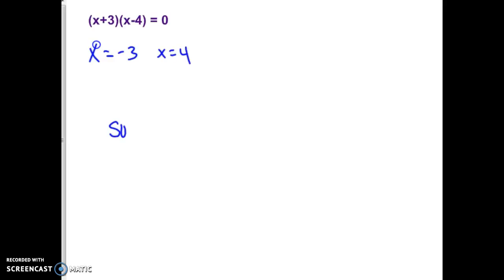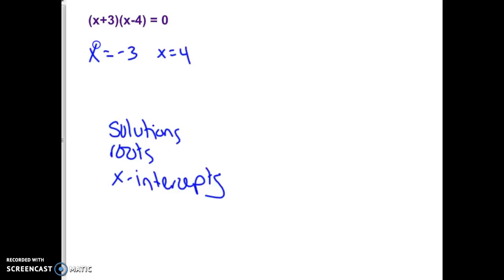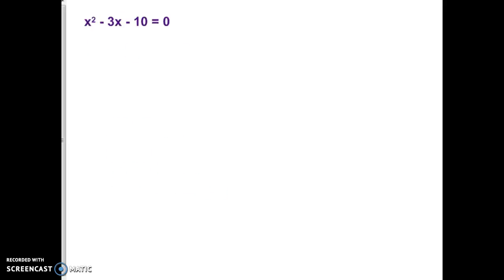These would be solutions, also known as roots, also known as x-intercepts. Okay, so those are some different synonyms you could use. This one I cannot solve as is. I have two options for solving it. First, I can factor it, and that's the method I'm going to show you first.